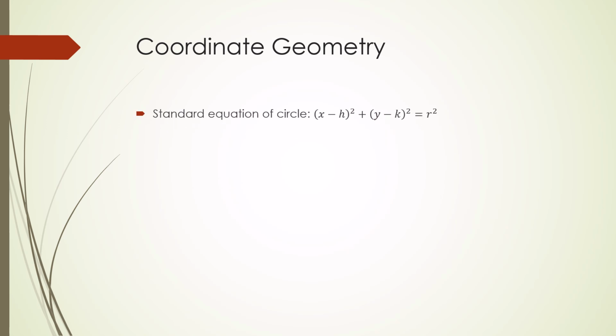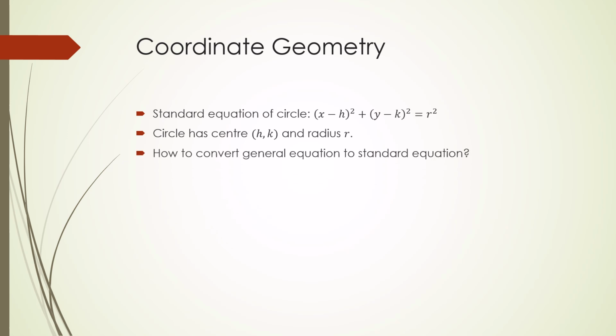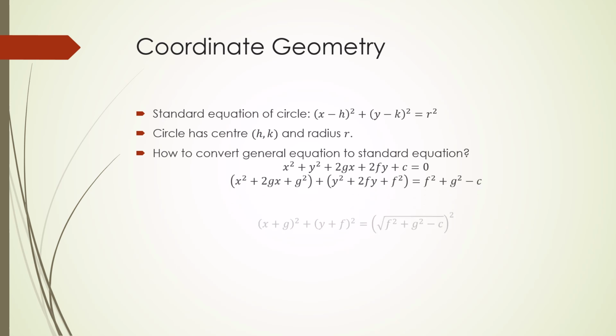This is the standard equation of a circle, and when a circle is expressed as such, we can find out from the equation that the circle is centered at the point (h, k) in the xy plane and has a radius of length r. But we were given a circle in a general equation. How do we convert it to a standard equation? This is the general equation of a circle. We first complete the square on all this, and then after that we simplify it to get this.